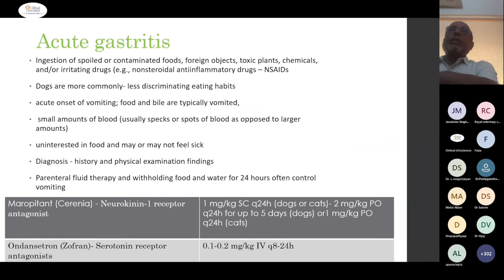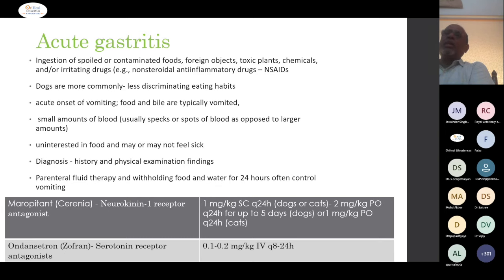So when you come to acute gastritis, causes include ingestion of spoiled or contaminated food, foreign objects, and toxic plants. I told you, you should know which toxic plants are common in your place, and you should ask the client for history about what plants he has. Common plants like ivy, Dieffenbachia, and lilies for cats are highly poisonous for pets.